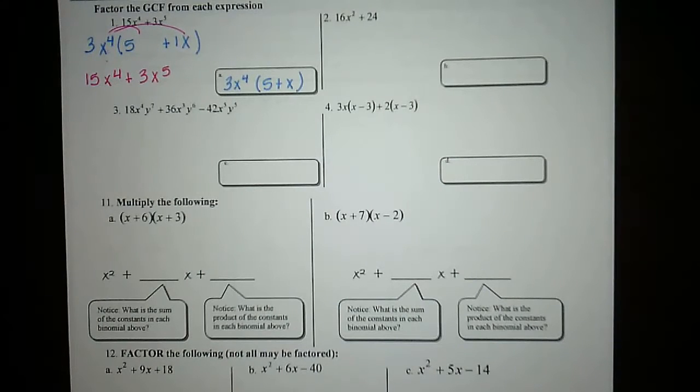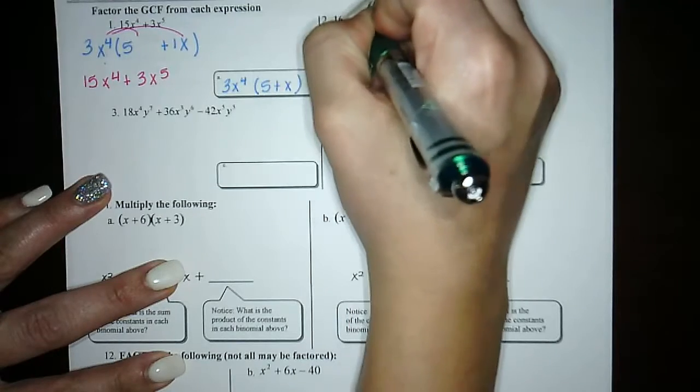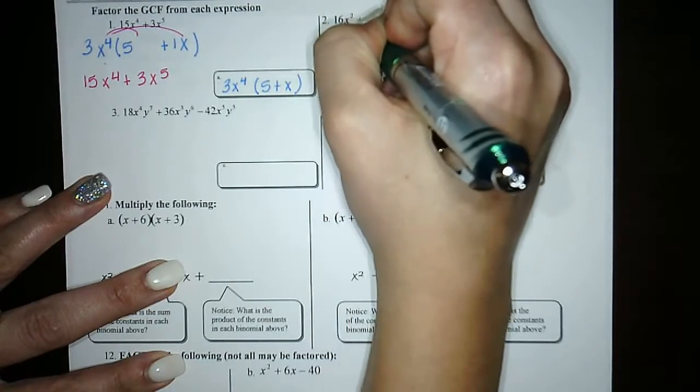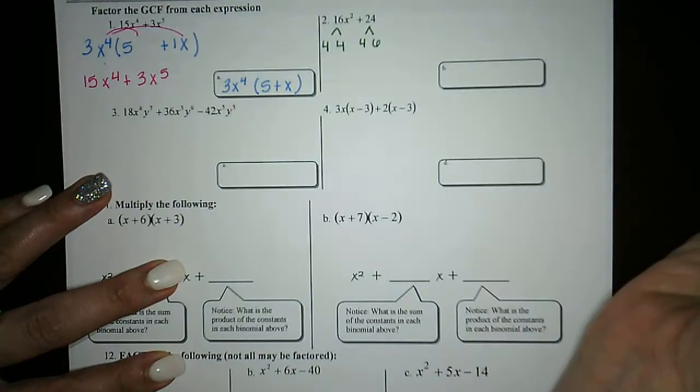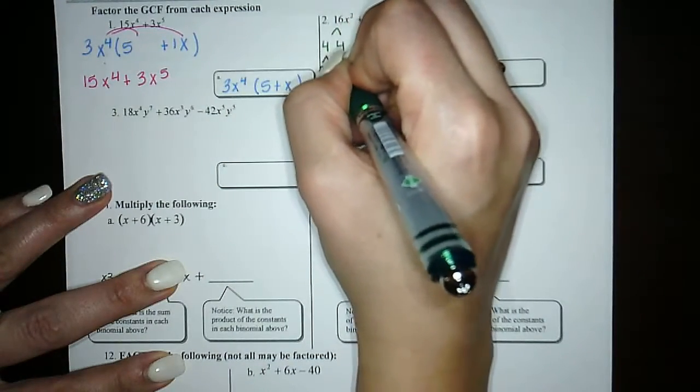We go on to number 2. What greatest common number is in both 16 and 24? It's 8. Another way you could do this is by breaking it down. 4 times 4 gives me 16. 4 times 6 gives me 24. Break it down, you're just doing factor trees.